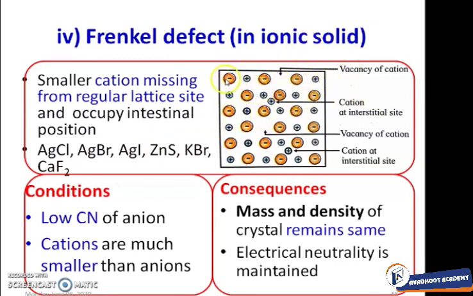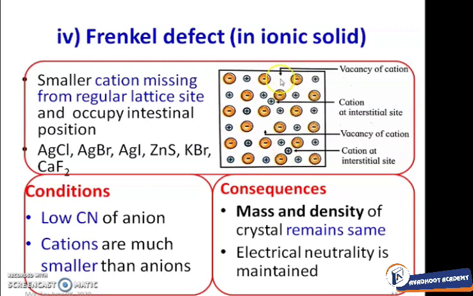Now look at this diagram: anion, cation, anion. Here the cation is missing, and the same cation occupies the interstitial position. From here also, these are the anions and here there should be a cation, but the cation is missing from here and occupies this interstitial position. So in Frenkel defect, cations are missing from their original site and occupy the interstitial position.